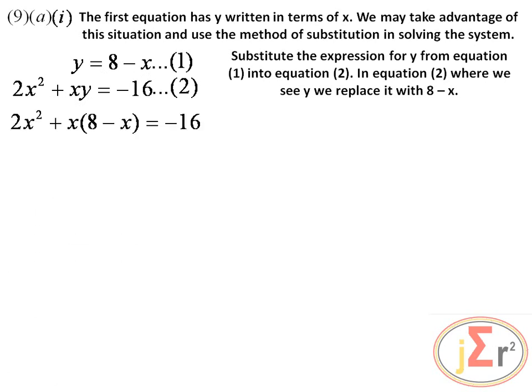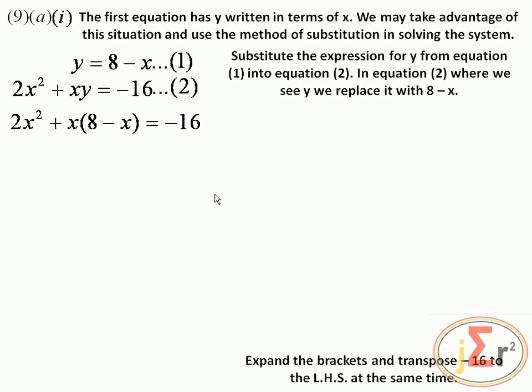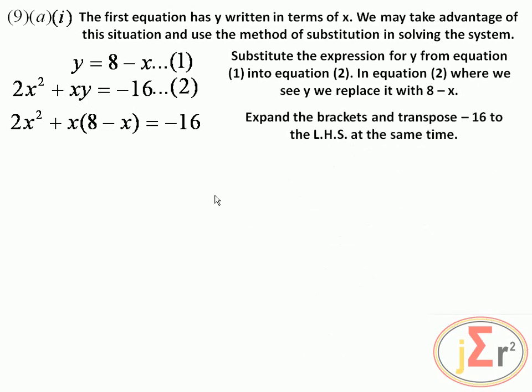So do that now. So this is the same. Y will be replaced by 8 minus x. The x is the same. And we have 16 on the right hand side. Next, we expand the brackets and transpose negative 16 to the left hand side at the same time. So expand, we have 8x and we have negative x squared. Also, we will transpose this negative 16 to be a positive 16 here, and we equate that to 0.